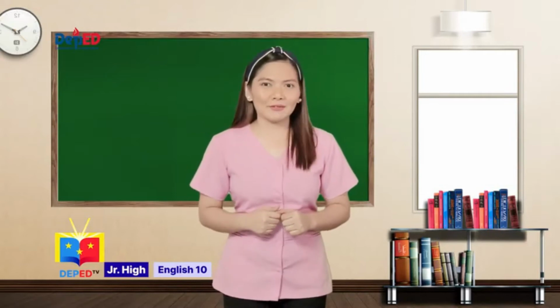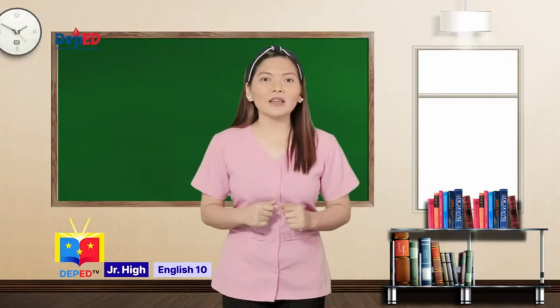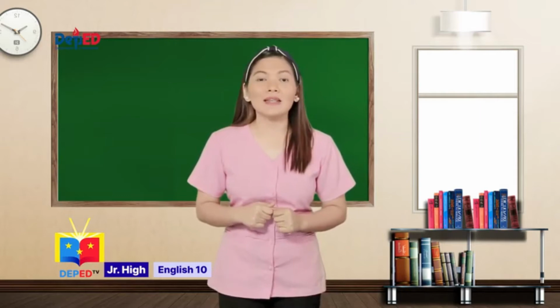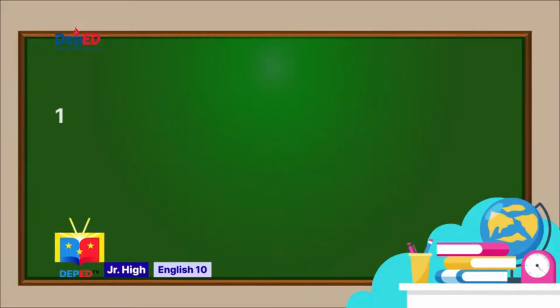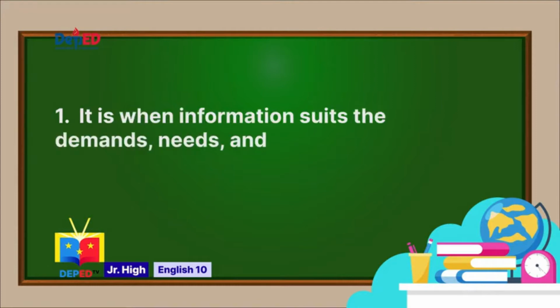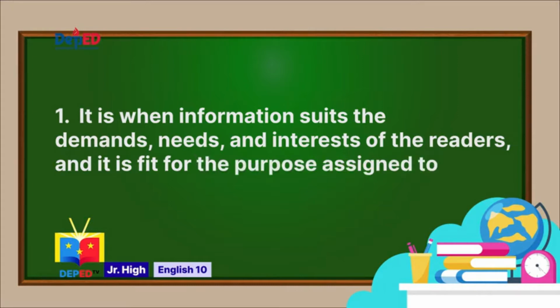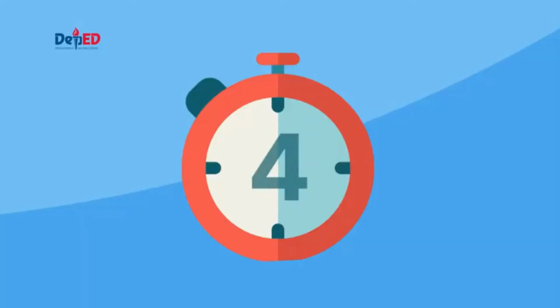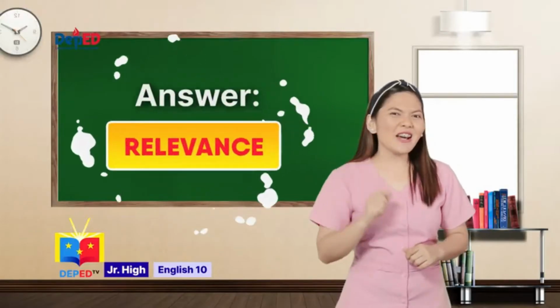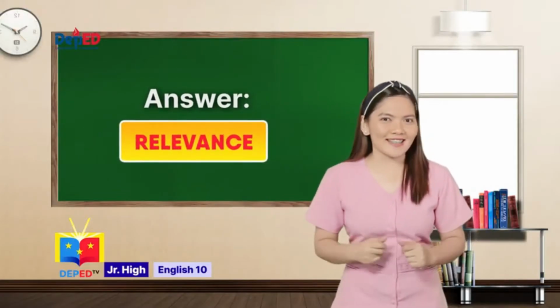As a review activity, I want you to identify what is described in each sentence. Number 1, it is when information suits the demands, needs, and interests of the readers, and it is fit for the purpose assigned to it. What characteristic of information is this? You got it! It's relevant.